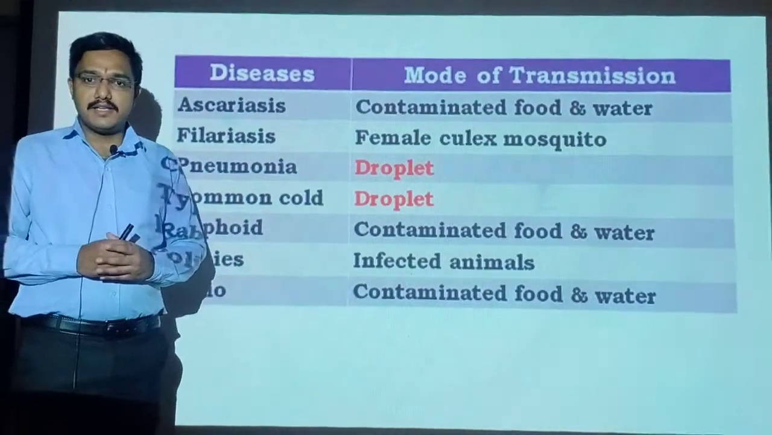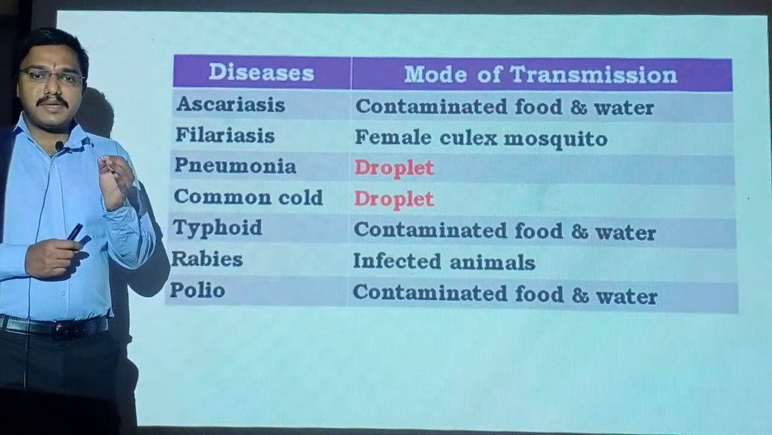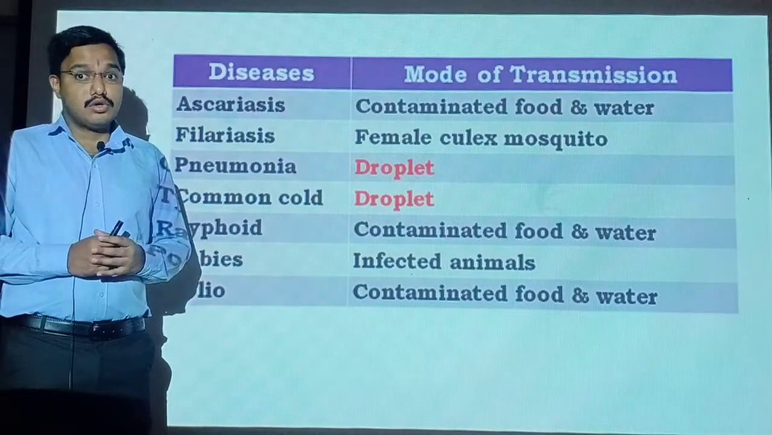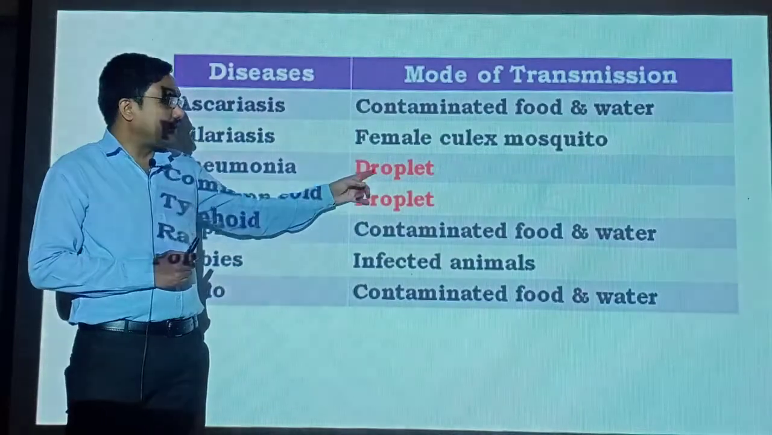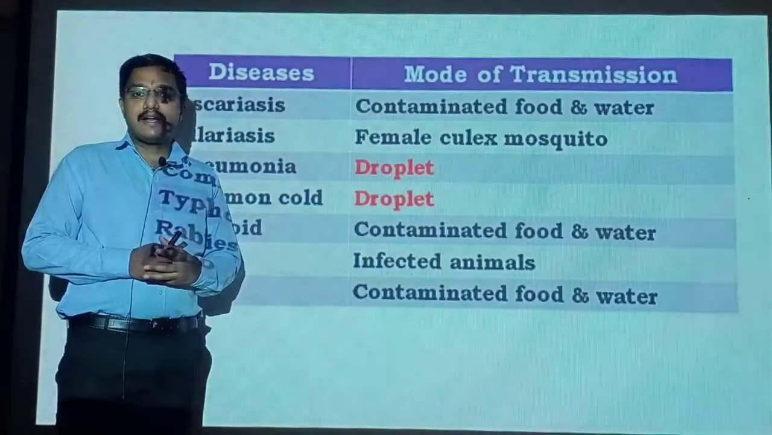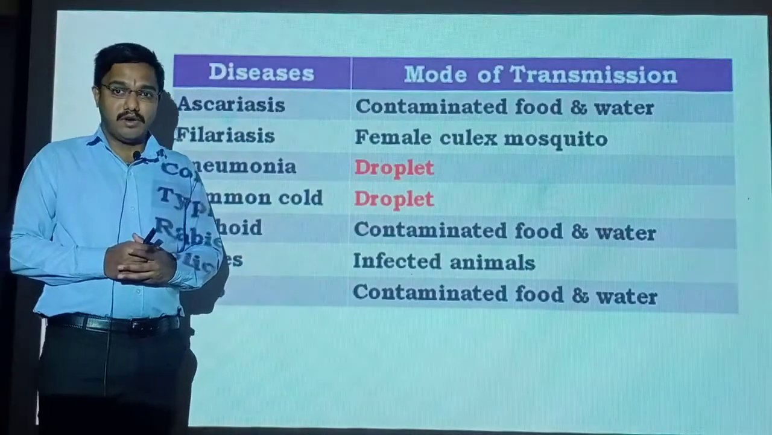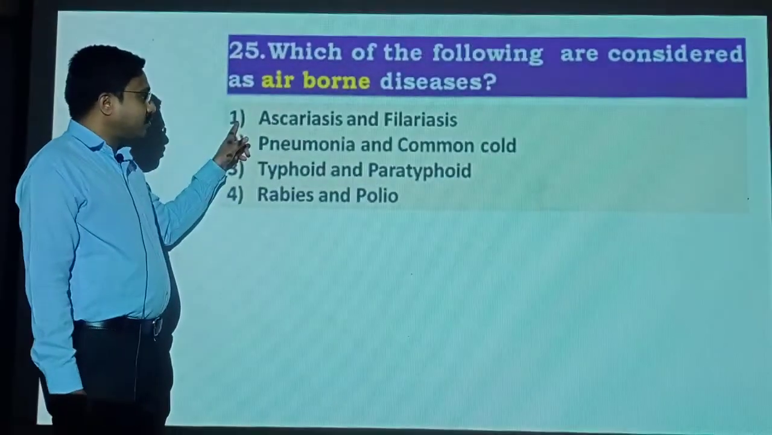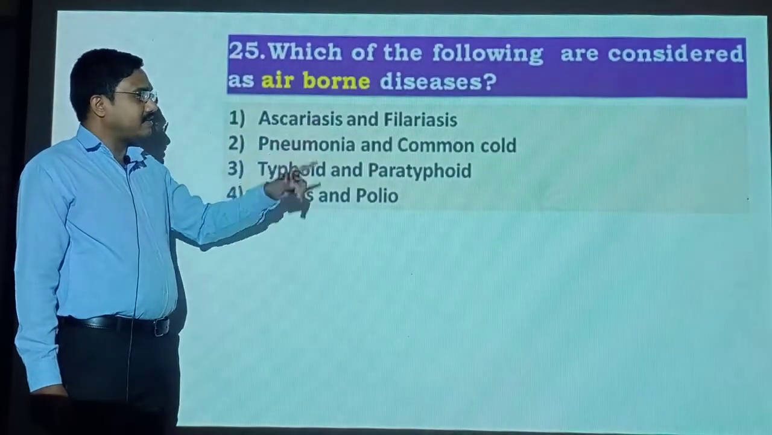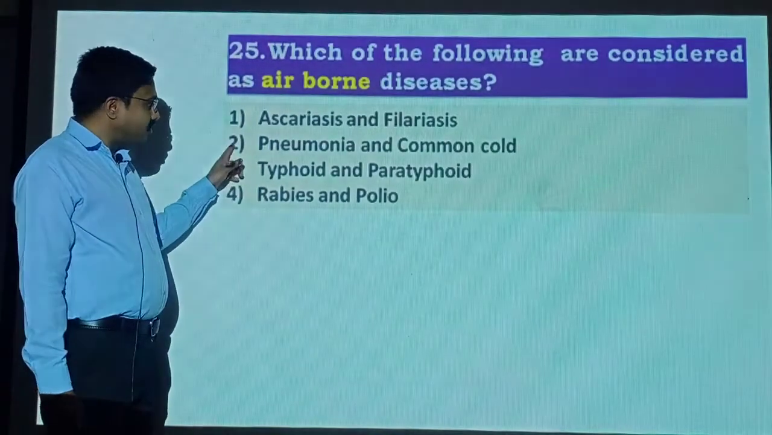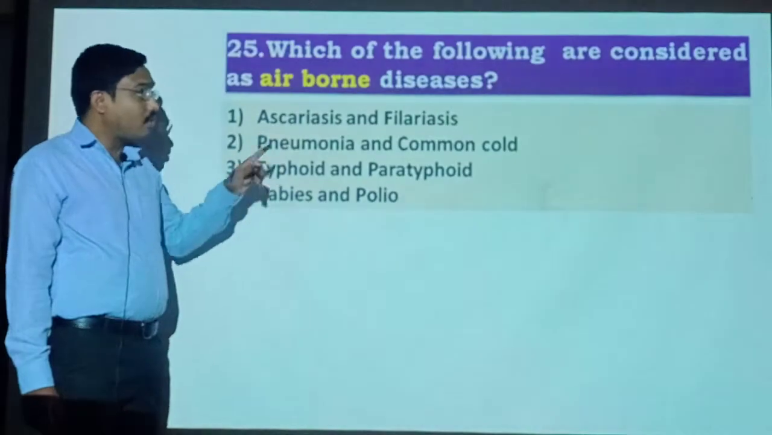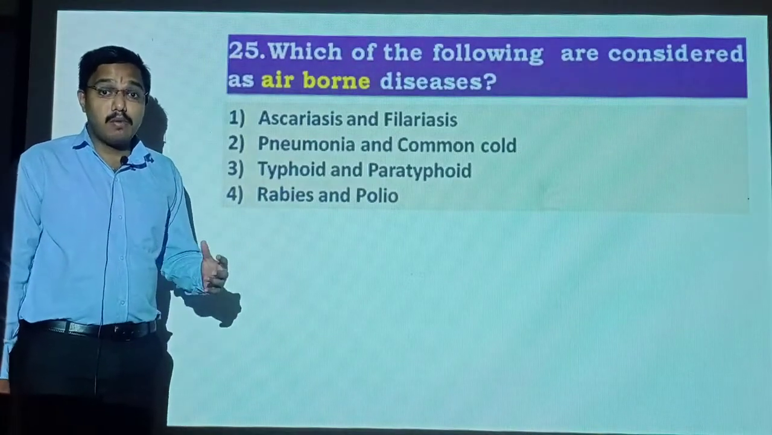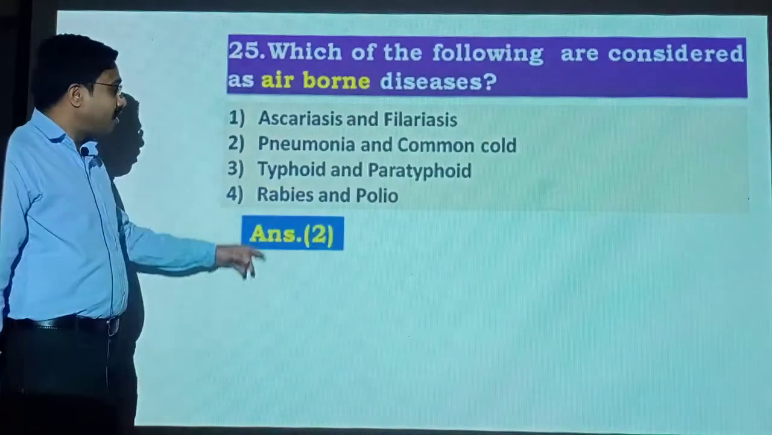The main point is, in whichever disease the respiratory system is affected, those diseases are spread by droplet methods, and they are airborne diseases. Okay, with this let us try to select the right option. See here, option 1, ascariasis and filariasis. No. Option 2, pneumonia and common cold. Yes, they spread by droplet method, hence they are airborne diseases. Therefore, the right answer is option 2.